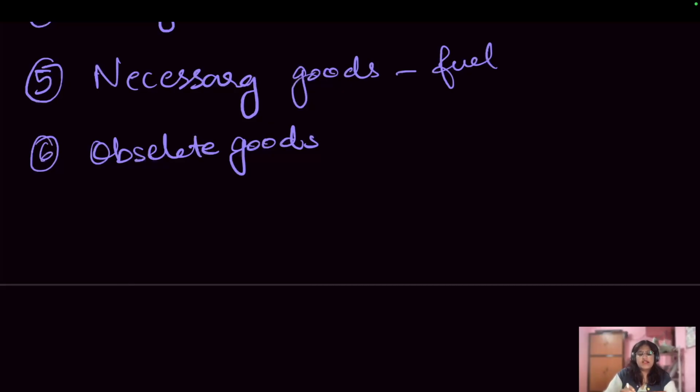Next, we will learn about movement and shift in demand.